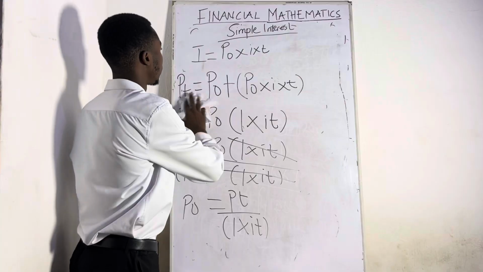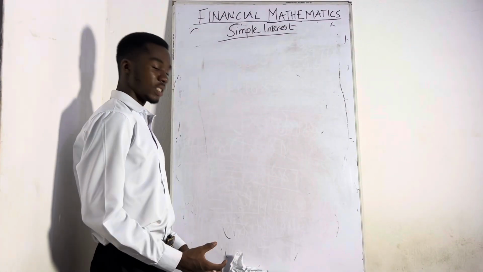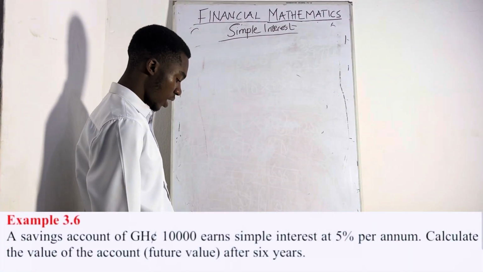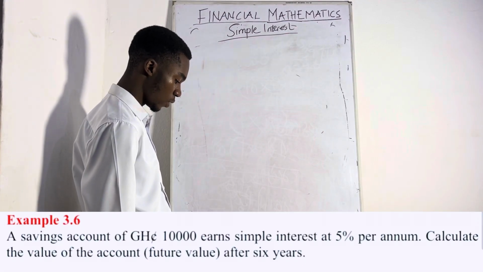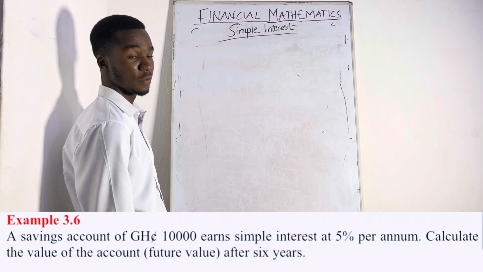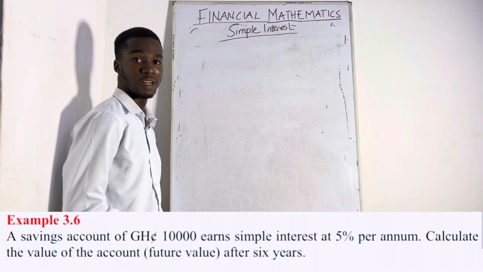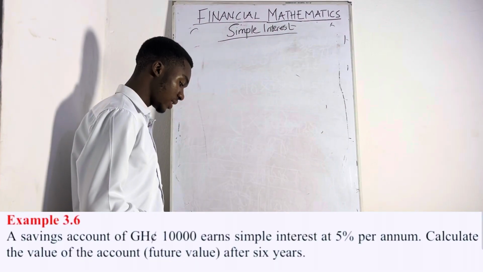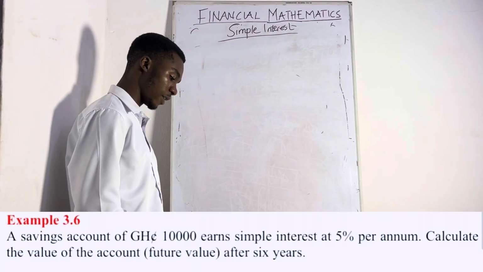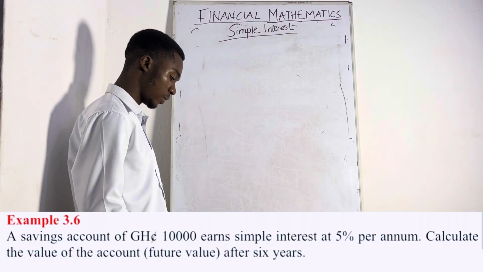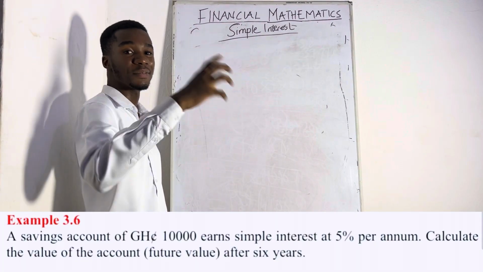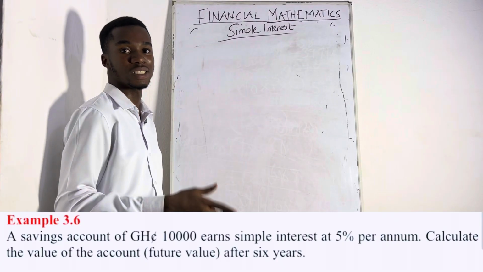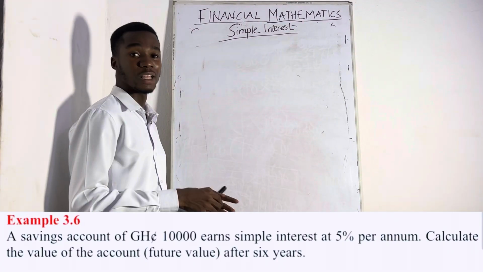So let me just clean everything. Alright, so let's take a look at this question. The question says, a savings account of 10,000 cedis earns simple interest at 5% per annum. Calculate the value of the account, the future value, after 6 years. So they've given you the present value, which is 10,000 cedis. Calculate the value of the account after 6 years. So you are about to calculate the future value, which is the value you get after the 6 years. 6 years from now is not the same as present. So they're asking you to find the future value.